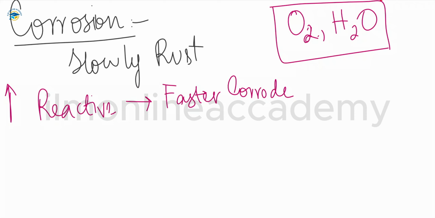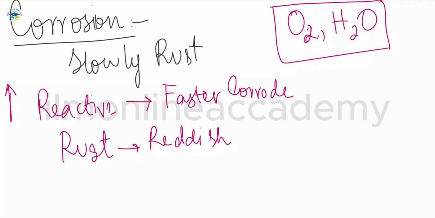Rust is also a form of corrosion that specifically refers to the reddish brown, flaky substance that forms on iron or steel surfaces when they react with the oxygen and the moisture in the presence of air. Rust usually consists of hydrated iron oxide. When iron gets corroded, or iron is rusted, you call it rust.